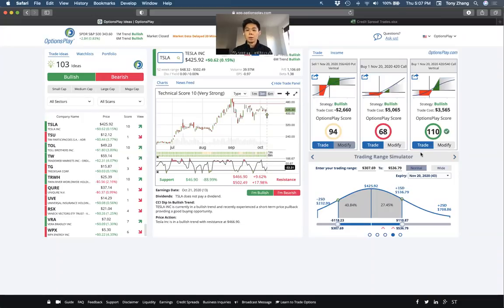What's your favorite technical indicator when deciding to sell a credit spread? I tend to use either a CCI, Commodity Channel Index, or an RSI. Those are probably my two favorite indicators.